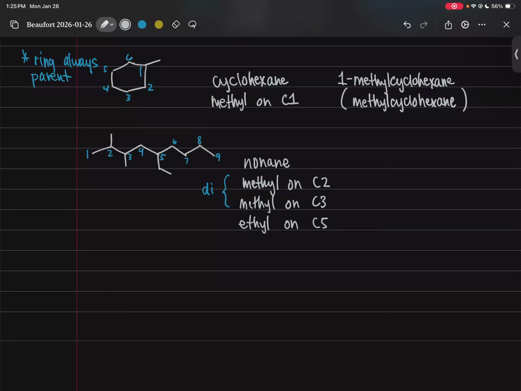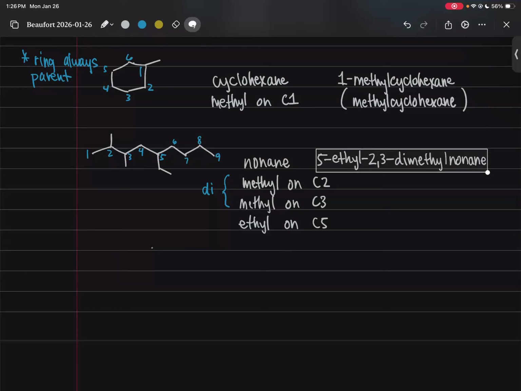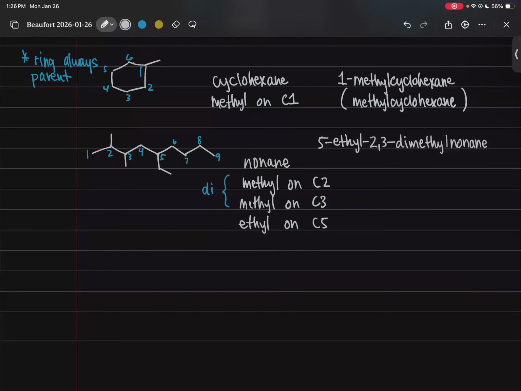All right. So, sorry, we have 5-ethyl dash 2 comma 3 dash dimethyl nonane. Yeah, there we go. 5-ethyl 2,3 dimethyl nonane, right? Did I do it right? I think I did. Yep.